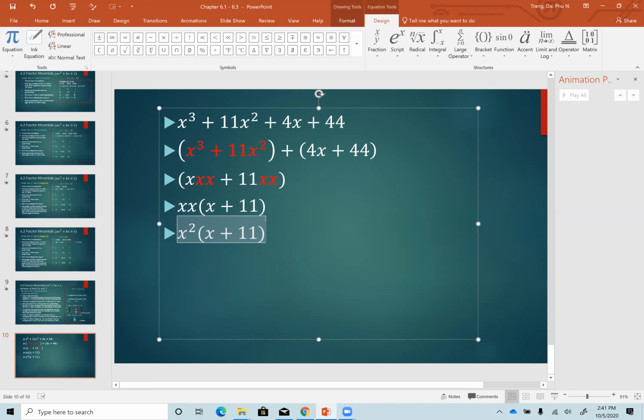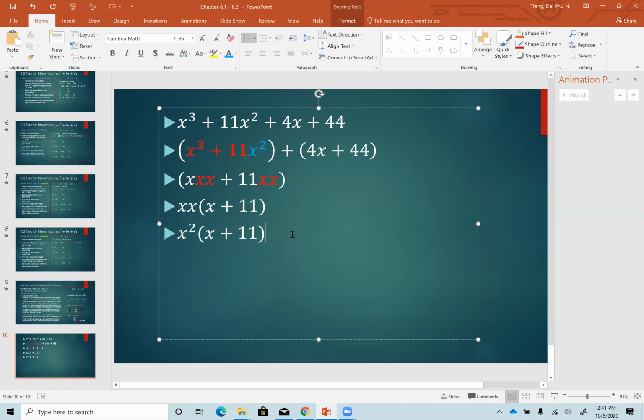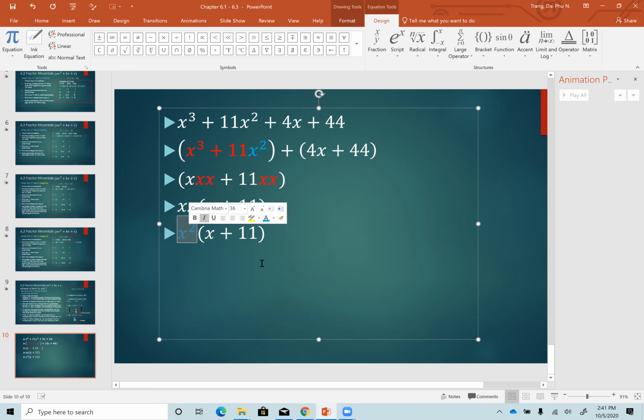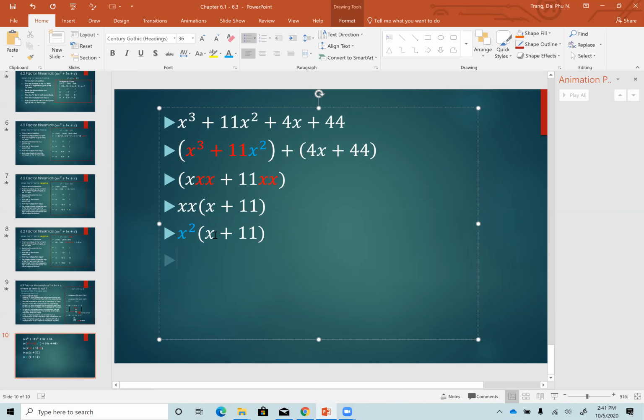Okay. Do you agree that that's what we have in terms of the first group, x to the third plus 11x squared? And that's why I told you, between the exponents, you ask yourself, what is the smallest of the exponents? Whatever the smallest exponent is, that's what you bring to the outside, which is x squared. You subtract it from the other one, and whatever's left over, you use it in the parentheses. Exactly. So again, 3 minus 2, I still have 1 left.